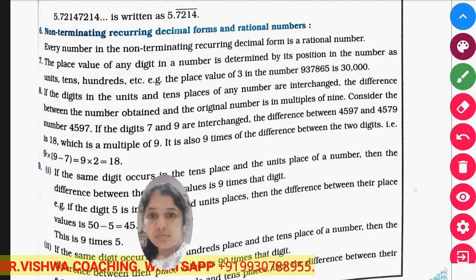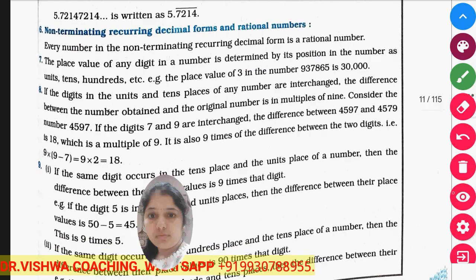See, the place value of any digit in a number is determined by its position, you all know, and as unit, tens, hundred, whichever place the digit is, we can determine its place value. Okay, if the digits in the unit and tens place are interchanged, then the difference between the original number and the new number formed is a multiple of 9.